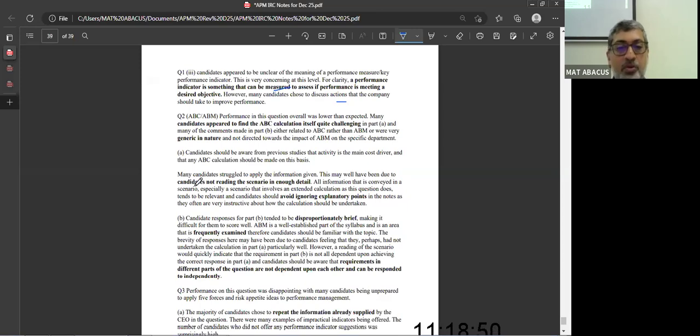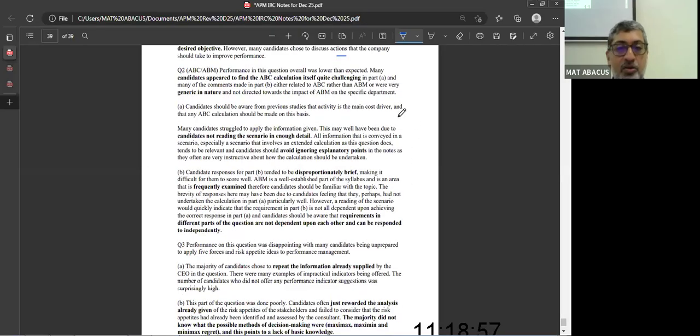So this may well have been due to candidates not reading the scenario in enough detail. That one is as usual. They could not find the cost driver. And candidates should avoid ignoring explanatory reports in the notes, as they often are very instructive. It was a bit long, some of the notes, but the notes were the ones that actually explained how the calculation should be undertaken.